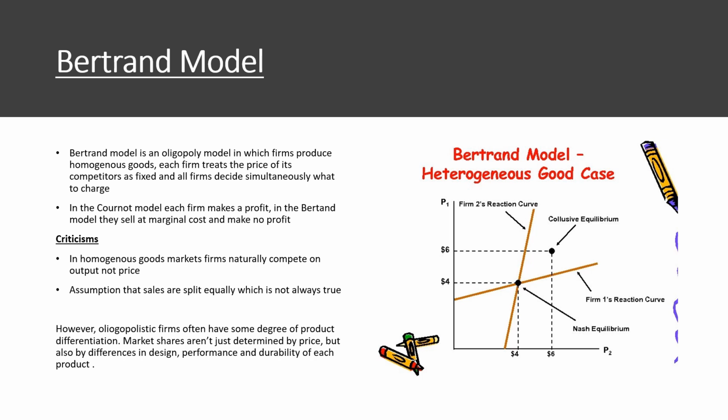But in the real world, beyond these models, oligopolistic firms sometimes, or maybe even often, have some degree of product differentiation. So market shares aren't just determined by price, but by differences in design, like Apple, differences in performance, like Toyota, and the durability of each product as well.